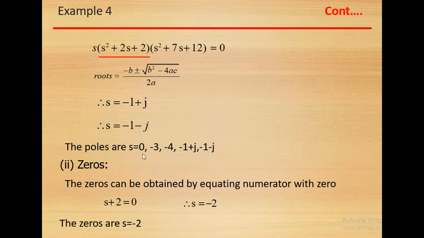So how many poles are there? These are 1, 2, 3, 4, 5. So 5 values we have calculated here. Okay, so I think it is clear to you now.